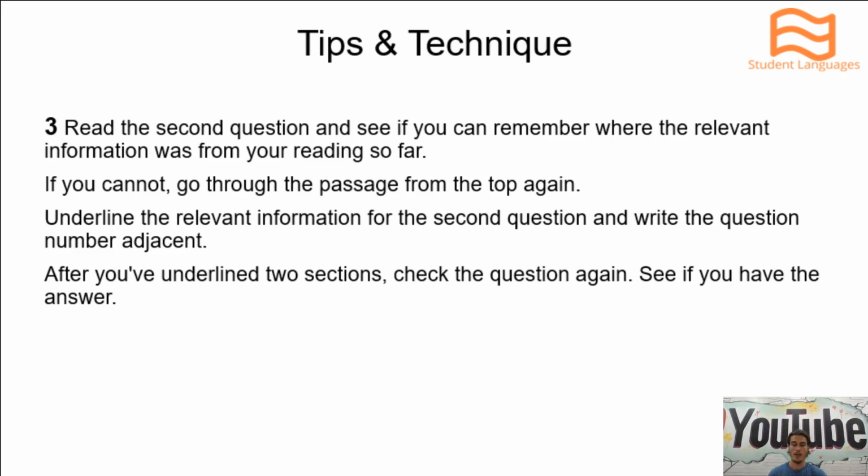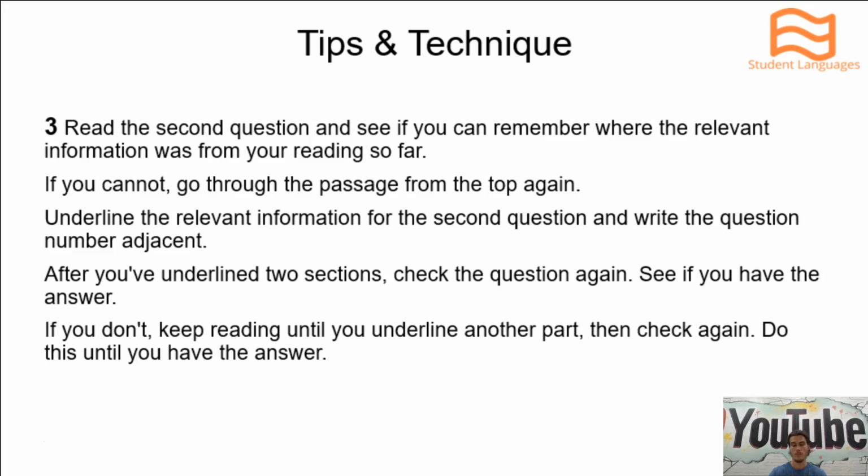And then after you've underlined two sections, you should check the question again and see if you have the answer. If you don't, you need to keep reading, going through the passage from top to bottom until you underline another part, maybe from another passage, maybe from the same passage. And then you should check the question again. What you need to do is continue doing this until you find that you do have the answer to the question.